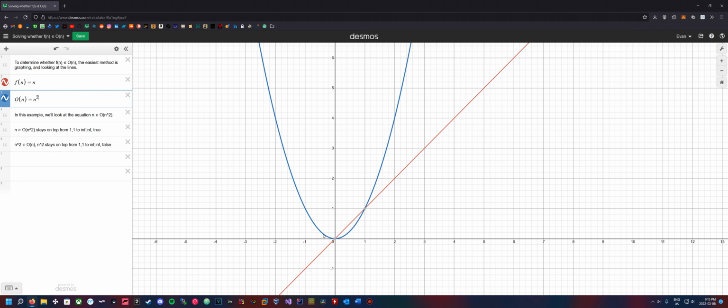You'll notice something. See that O of n crosses on top of f of n at 1, 1. And it stays that way. It will always stay on top from 1, 1 to infinity.